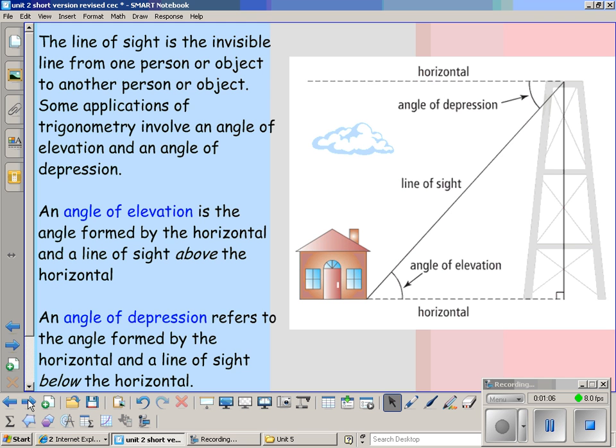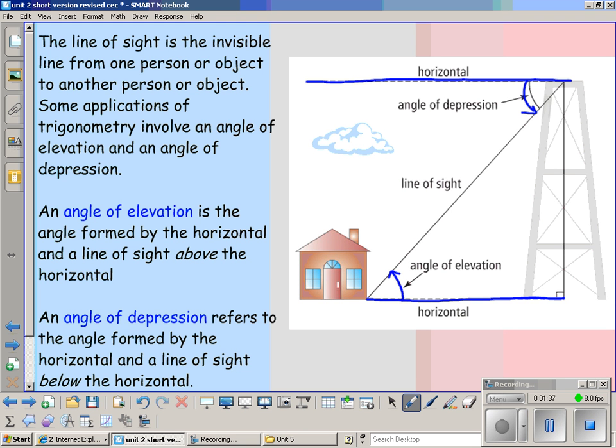So if we're talking about an angle of elevation, it is going to be based off of a horizontal line, so your line of sight, and if they refer to an angle of elevation, we are talking about an angle that is above this horizontal line. So we're elevating. Whereas an angle of depression is when you have the horizontal line and your angle is going below that line. So we call it an angle of depression.